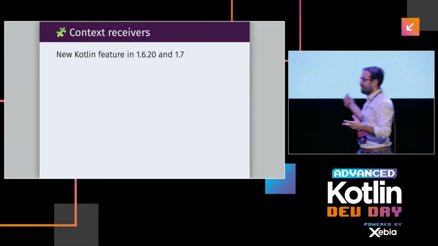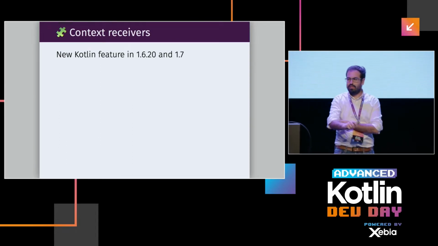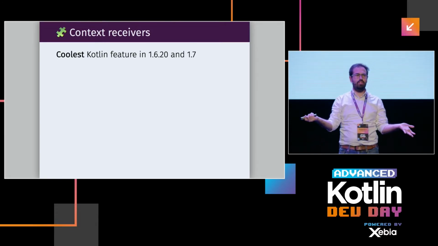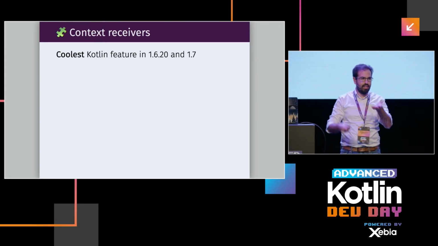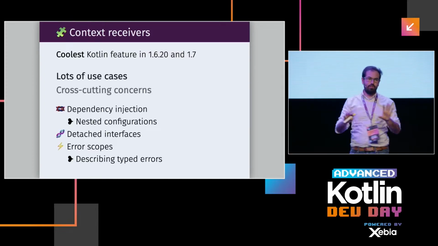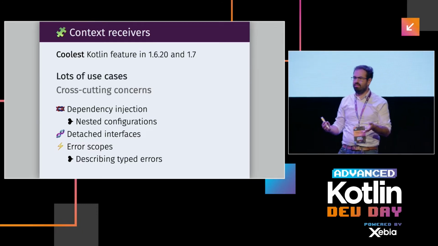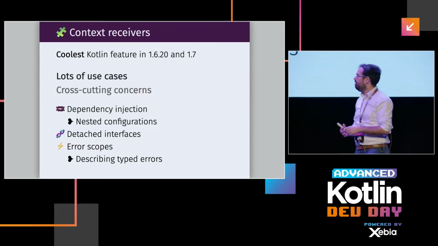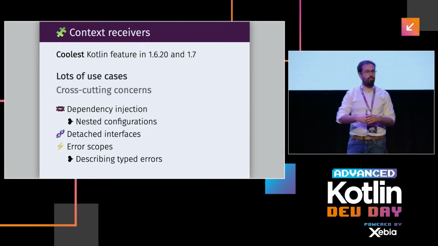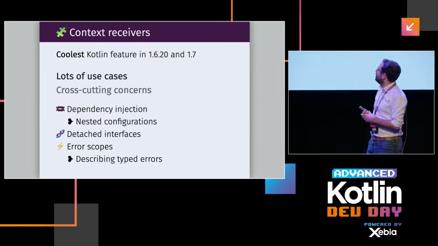But yeah, this context receiver, just to give you an idea, is this new Kotlin feature, and I will describe a lot of things about this. Actually, it's the coolest feature in 1.6.20 and 1.7. Unfortunately, it's still experimental, so in theory, you shouldn't use it in production, and I think you cannot use it in Kotlin native and multi-platform. But it actually covers a lot of use cases, mostly for all these cross-cutting concerns in your software.